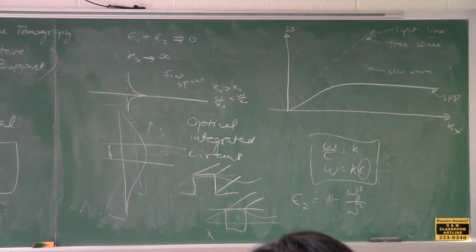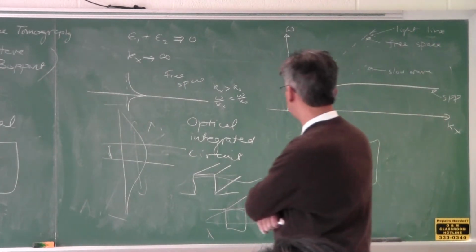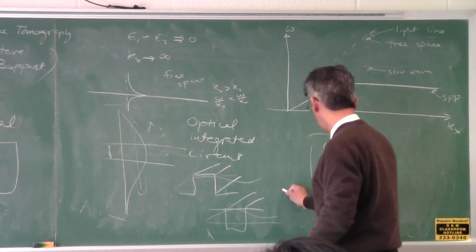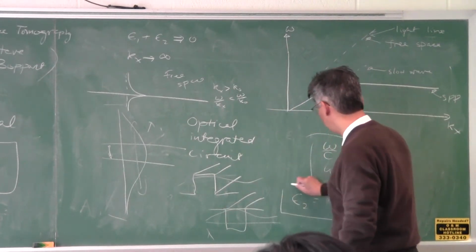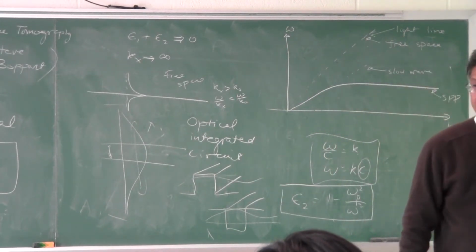This is how it looks. Okay. Why is epsilon 2 very close to epsilon? You said that the denominator goes to 0. The denominator goes to 0 because epsilon 2 is a plasmonic material, so it can become negative.